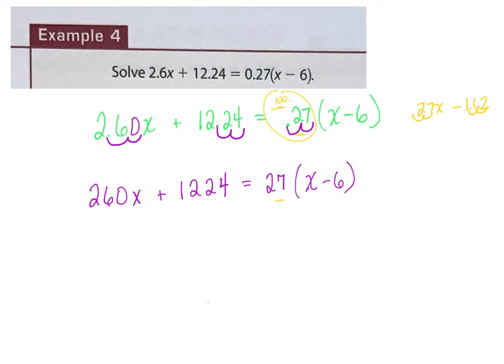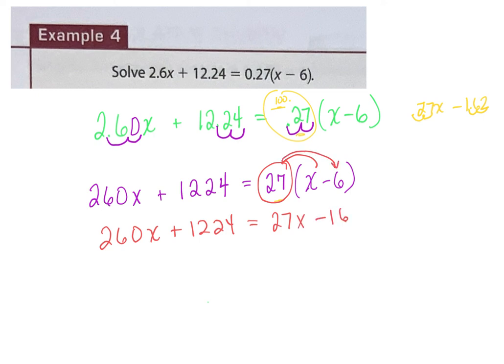All right, so let's take the next piece of it, which is to distribute this. I'm going to leave this side alone: 260, 1224. 27 times x is 27x. 27 times negative 6 is negative 162. Which is why we didn't have to touch what was in parentheses. It's already accounted for when we do this. These are going to be big numbers.